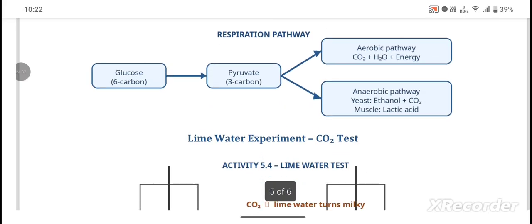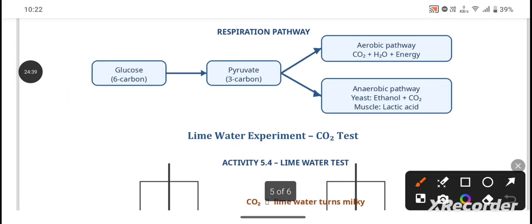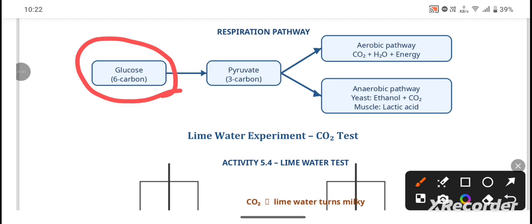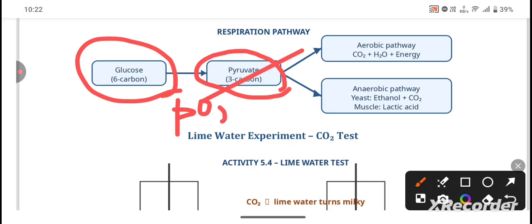So let's see the respiratory pathway again. Glucose is a 6 carbon compound which will be broken down into pyruvate, a 3 carbon compound, due to partial oxidation. After that, the fate of the pyruvate is decided through two kinds of respiratory pathways: one is aerobic respiration and the other is anaerobic respiration.